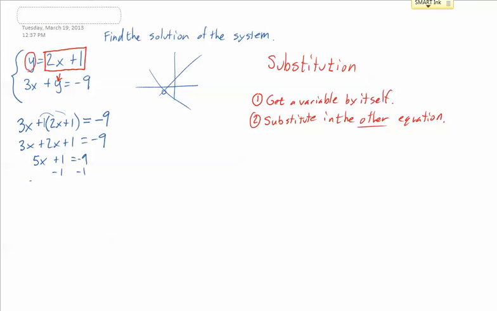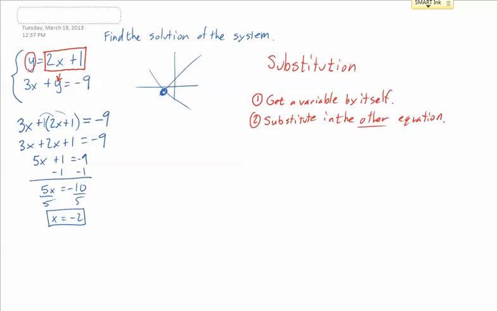I subtract the 1. That's the reason why we learned how to solve linearly for a single variable earlier. So we just divide by 5, and I've got x equals negative 2. Now, that's not the answer. Remember, the solution of a system is the point where it crosses.